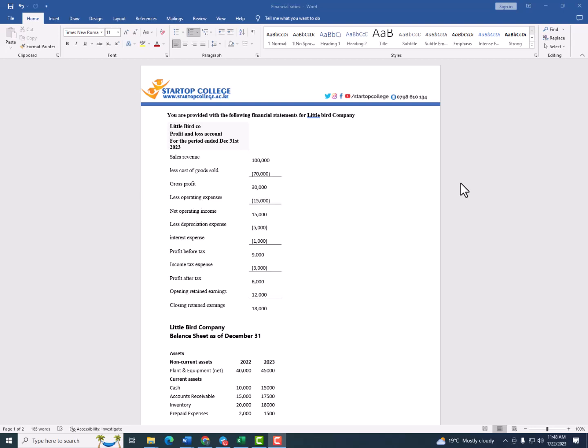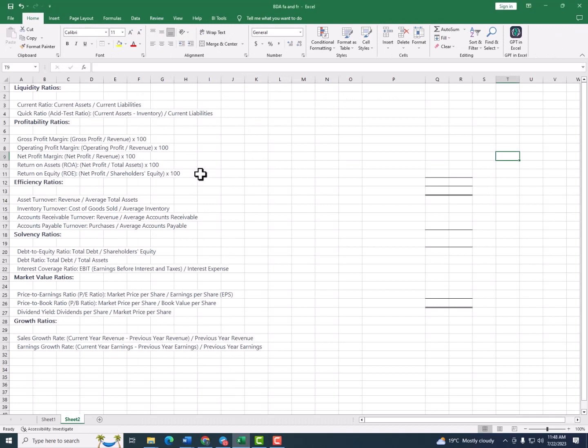Hello, welcome back to the Startup College Business Data Analytics course. Today we are looking at analysis of financial statements by use of financial ratios. Before we delve in, it's important to look at the certain types of financial ratios that we have and the purposes of each.